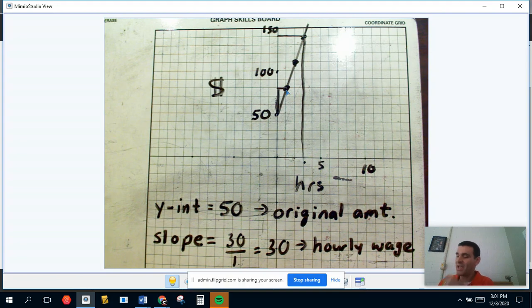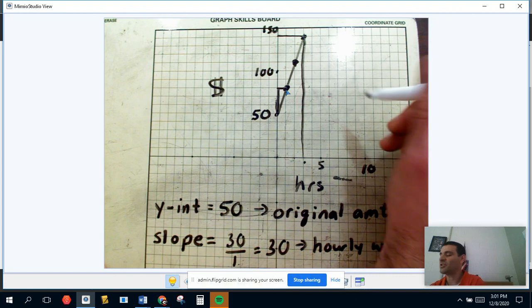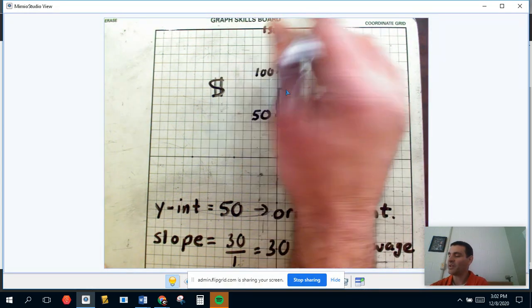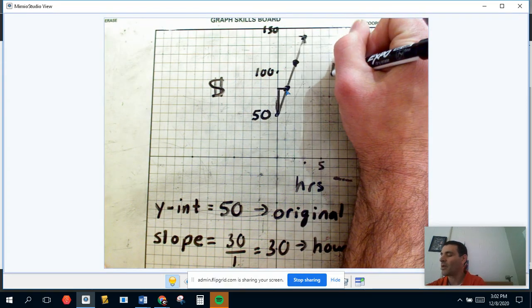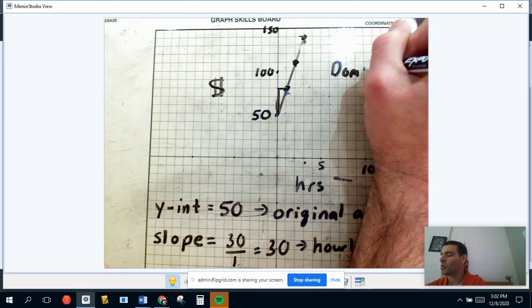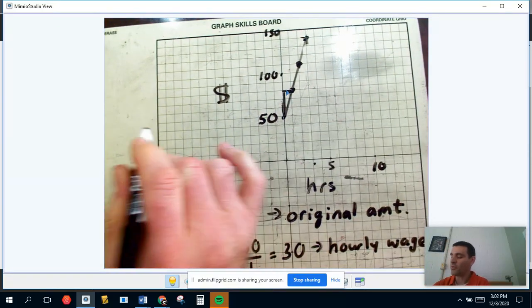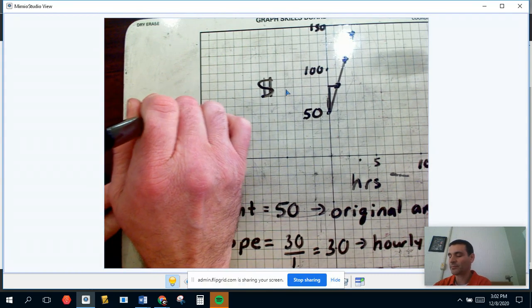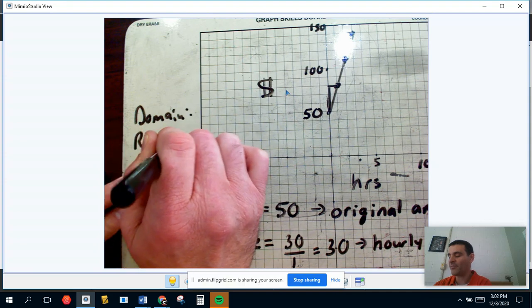And what if they say, what's the domain and range for the part of the graph that you can see? And I erased a little bit after that. Let's say the job takes up to 3 hours. Well, the domain, remember, is every possible x. The domain is every possible x. And the range is every possible y.